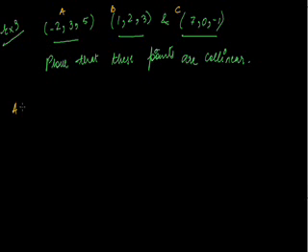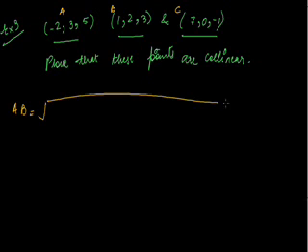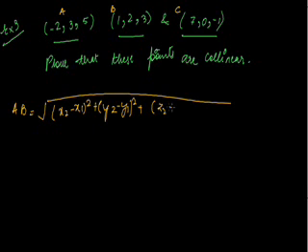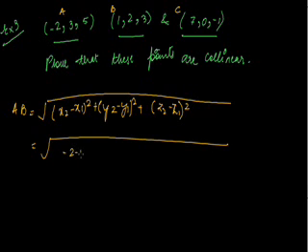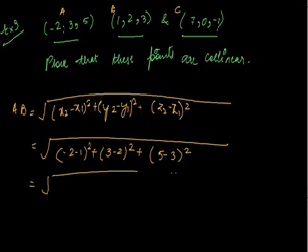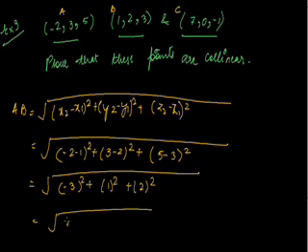We will first take out the distance AB, which is equal to the square root of (x2 minus x1) whole square plus (y2 minus y1) whole square plus (z2 minus z1) whole square. Putting in the values: (-2 minus 1) whole square plus (3 minus 2) whole square plus (5 minus 3) whole square, which is the square root of (-3) whole square plus 1 whole square plus 2 whole square. That equals root of 9 plus 1 plus 4, which is root 14 units.